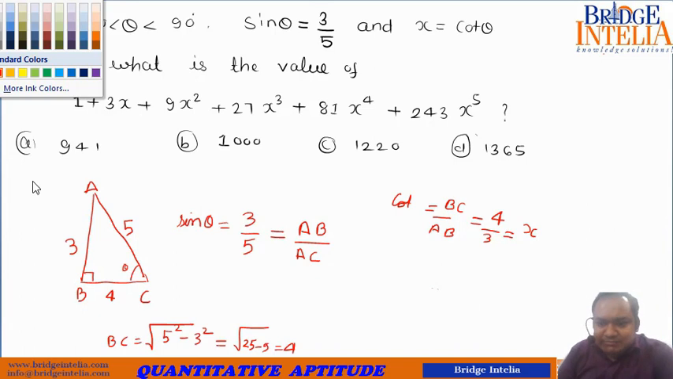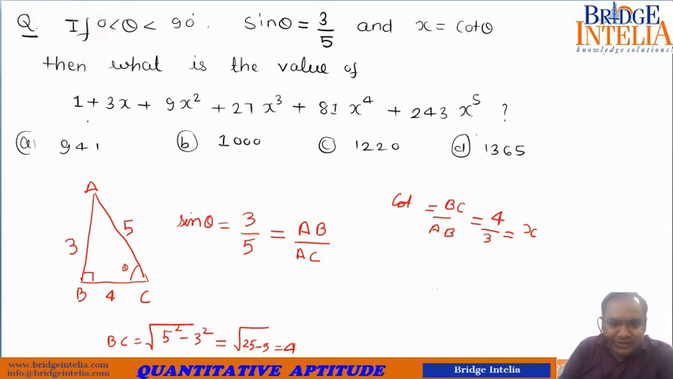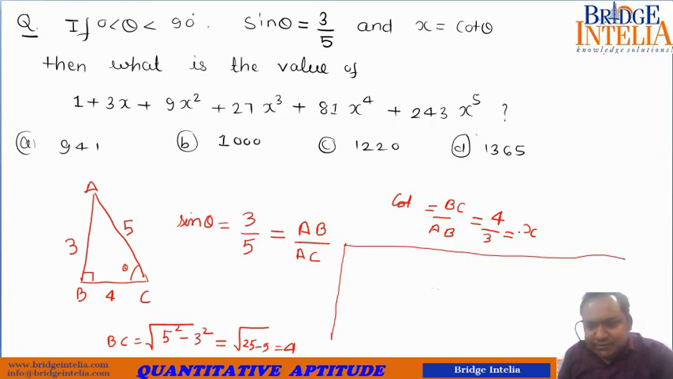Now let us simply substitute the value of this x in the expression that we have been asked to find. So we have to put the value of x equal to 4 by 3 in this expression. So 1 plus 3x. Now I am going to write x as 4 by 3, so 3 into 4 by 3, plus 9x squared. So 9 into x squared. x squared means 4 by 3 whole square, so 16 by 9. Can you see something?